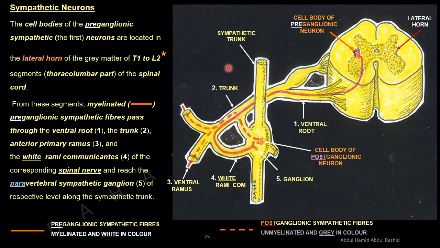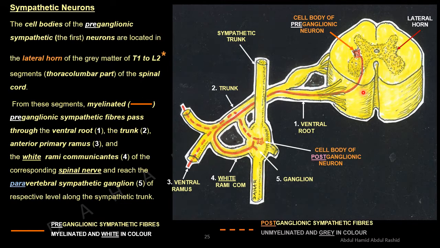However, from T1, that is the first thoracic, to L2, second lumbar segments, there is additional gray matter on the lateral side of the gray matter. This is called the lateral horn of the spinal cord, which you will see only in the first thoracic to second lumbar segments of the spinal cord, that is the thoracolumbar part of the spinal cord.